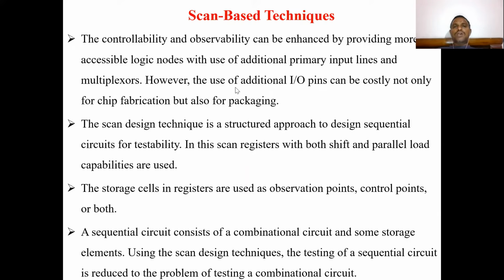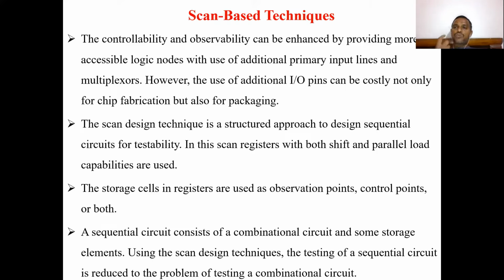Now we are going with the scan-based techniques. The scan design technique is a structured approach to design sequential circuits for testability. In this, scan registers with both shift and parallel load capabilities, that is serial and parallel load capabilities, are used. Scan registers are formed with flip-flops. The storage cells in the registers are used as observation points, control points, or both. Here the storage cells of registers could be an 8-bit register, meaning we have to use 8 flip-flops.